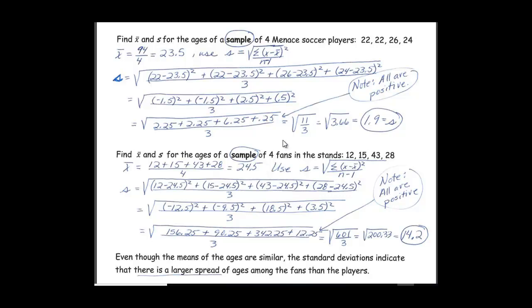Now these two samples are really small, and you can just glance at that and see that, yeah, that first data set is pretty tight. They're pretty close, so a typical difference of almost 2 years from the average is not that big of a deal.